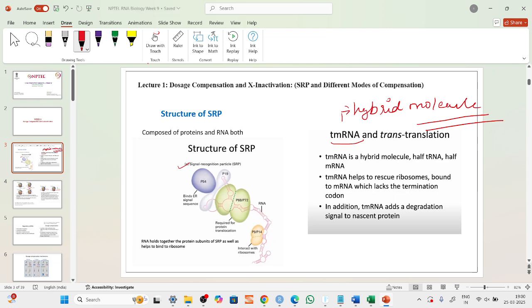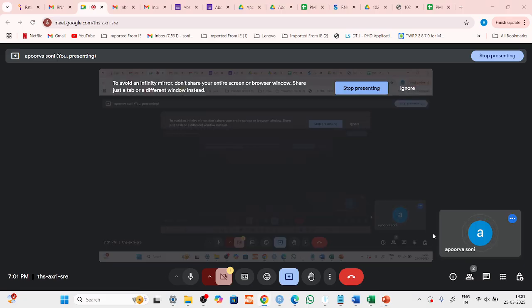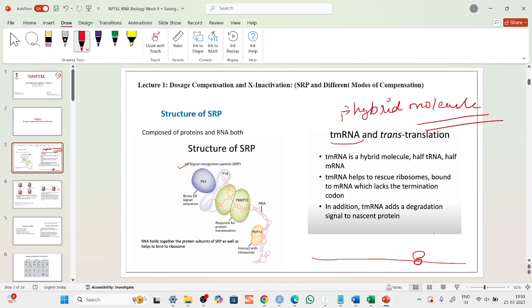Suppose this is an mRNA and this is the ribosome which is attached to the mRNA. As soon as the termination codon comes, the ribosome is detached from the mRNA and your translation stops. But sometimes, if the mRNA does not have any termination codon, then the ribosome will not get any signal to get detached from it. In that case, what is the way by which this ribosome can be helped? Basically, tmRNA comes to the rescue. Because it's a hybrid molecule, half tRNA and half mRNA, it can help to detach this ribosome from the mRNA.